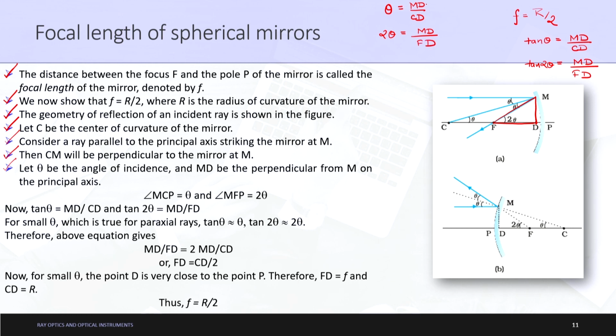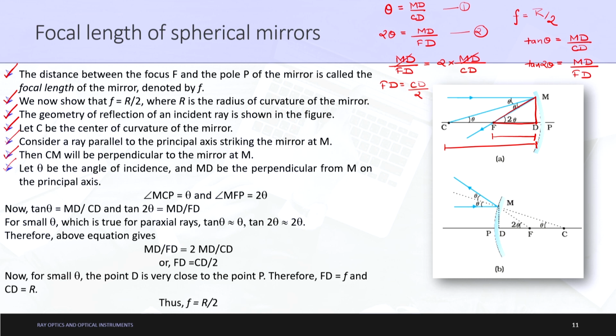So, basically now, using this equation and this equation, we can write MD upon FD is equal to 2 into MD upon CD. Therefore, MD gets cancelled and we find FD is equal to CD by 2. So, what is the FD distance here? This is the FD distance, and what is the CD distance here? This is the CD distance.